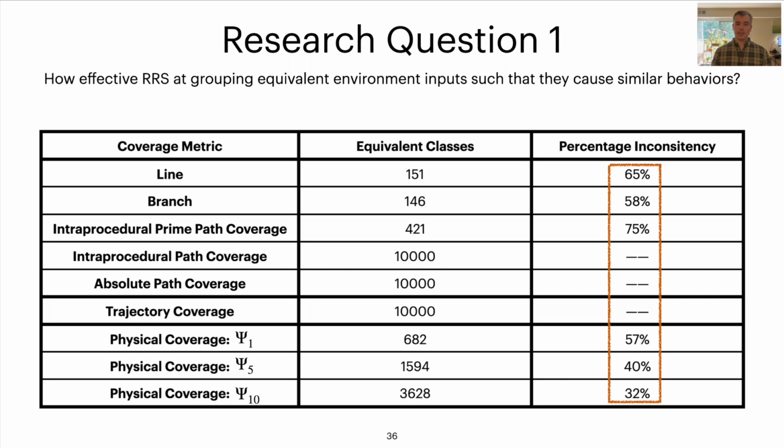Additionally, if you look at consistency, we find that the best consistency for classes is 58% for our baseline metrics. Our worst is 7%, which is better than their best. Furthermore, as we increase our approximation strength, we reduce the percentage of inconsistency.